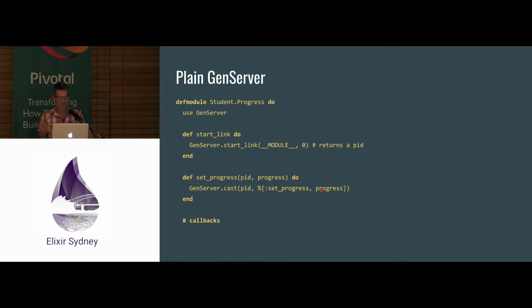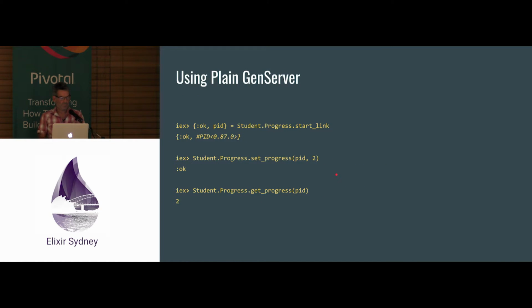So here we've got this PID, and every time we want to call that particular GenServer instance, we have to keep this PID around. You can see when I start this student progress, I'm getting this tuple back with OK, so the call succeeded, and this is the PID, so this is the PID I was talking about. Then if we want to set progress, we have to pass this PID in, we set it as 2, we get OK.